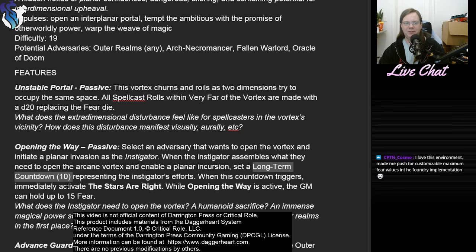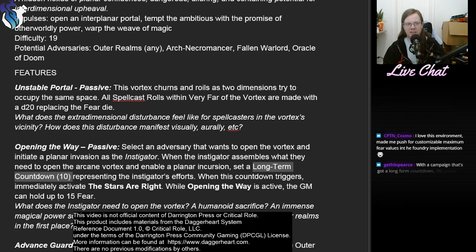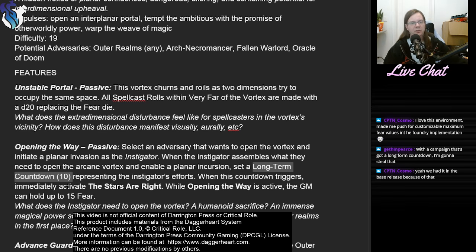Customizable maximum fear values in the Foundry integration. Yeah, right. If the Foundry integration is accommodating for everything that's in the SRD, there should already be a system to expand that fear cap, because the Divine Usurpation environment does that, right? I'm just going to make sure that I'm not completely hallucinating. Yes. That's the final preparations feature in the Divine Usurpation. Okay, good.